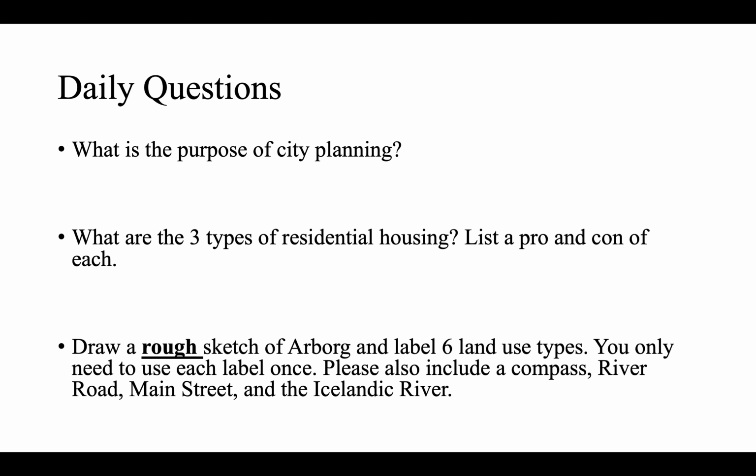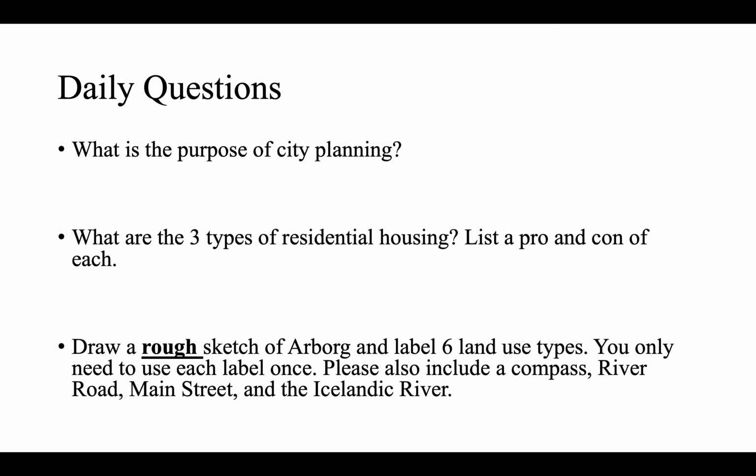And please draw a rough sketch of Arborg and label 6 land use types. You only need to label 1 of each type. So, for example, if you draw Main Street, all the stores on Main Street as one big rectangle, and then you label it as commercial, then that's it. You don't have to label another commercial area.